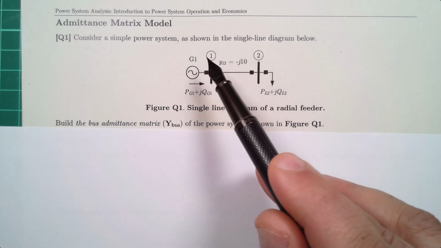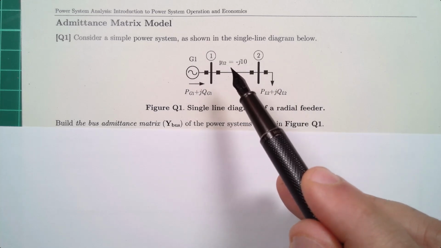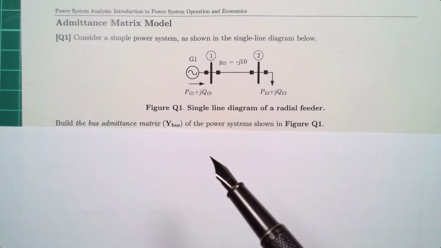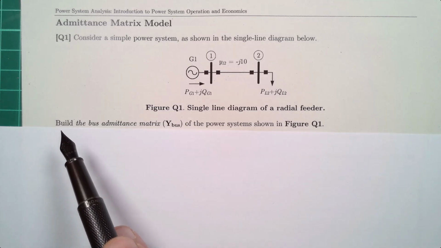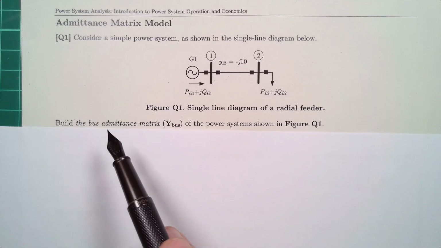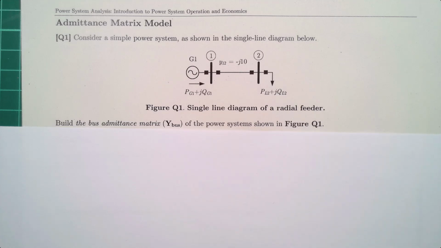And as you can see, there is a numerical value, and that numerical value is the physical admittance of this very specific transmission line. Now, what we want to do is to build the bus admittance matrix of the power system that is shown in the figure Q1. Well, let's start the solution.